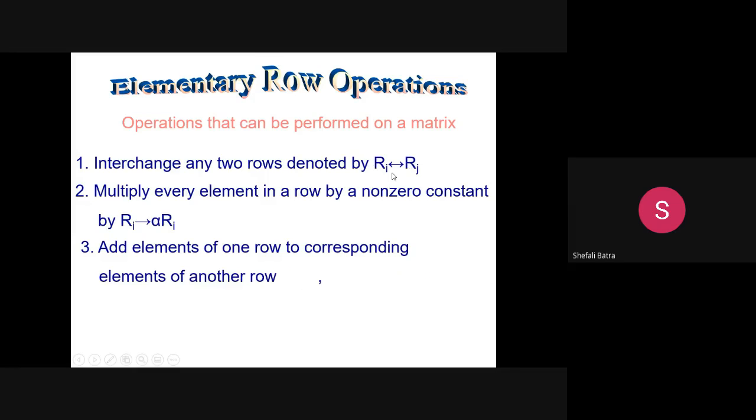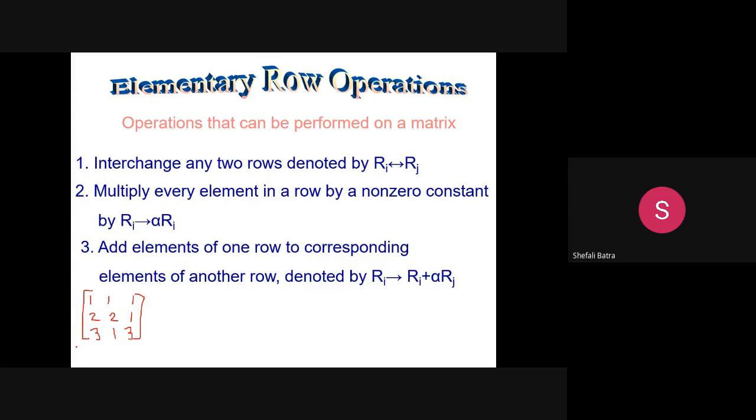First is interchange of any two rows, represented by this. Second, you can multiply any row with a non-zero constant. Third, add elements of one row to the corresponding elements of another row, denoted by this. If I'm taking one matrix: 1, 1, 1, 2, 2, 1, 3, 1, 3.